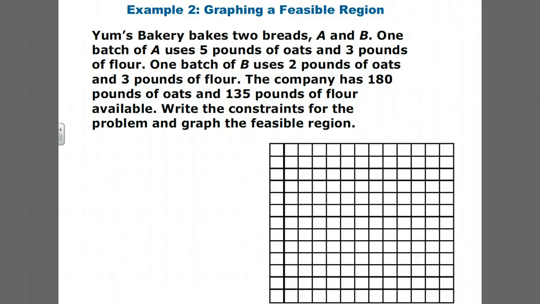Yum's Bakery bakes 2 breads, A and B. Batch A uses 5 pounds of oats and 3 pounds of flour. Let's do that in a different color: 3 pounds of flour. And then batch B uses 2 pounds of oats, and 3 pounds of flour.